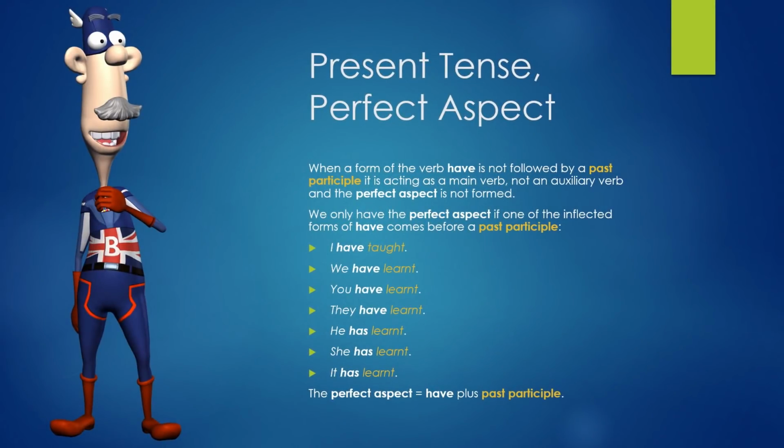Present tense, perfect aspect. When a form of the verb have is not followed by a past participle, it is acting as a main verb, not an auxiliary verb, and the perfect aspect is not formed. We only have the perfect aspect if one of the inflected forms of have comes before a past participle. I have taught. We have learnt. You have learnt. They have learnt. He has learnt. She has learnt. It has learnt.